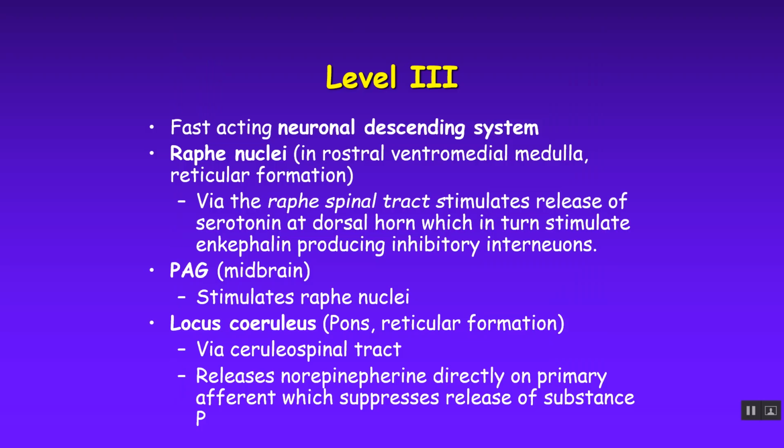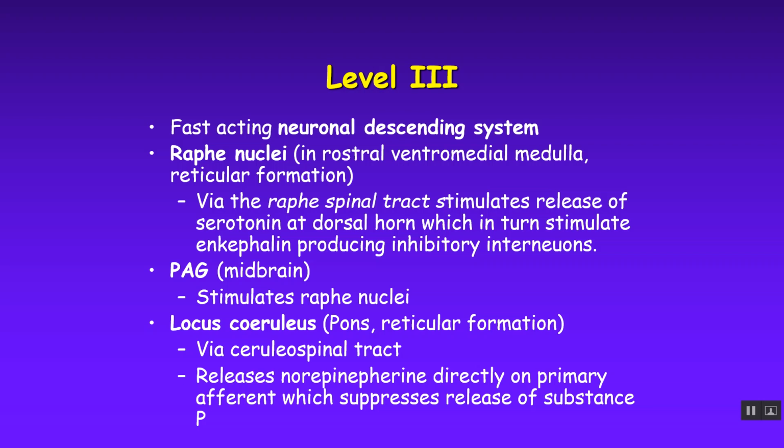Level 3 is the next level. This is called the fast neuronal descending system. It happens pretty quickly, within a few seconds to minutes. It involves the raphe nuclei, which are in the rostroventral medial medulla, so the upper, front part of the medulla, but more towards the middle. This is in the reticular formation. Remember I showed that the reticular formation is in the tegmentum, and one of the things in there is the raphe nuclei. And remember the spinal reticular tract, right? Spinal reticular tract going to the reticular formation.